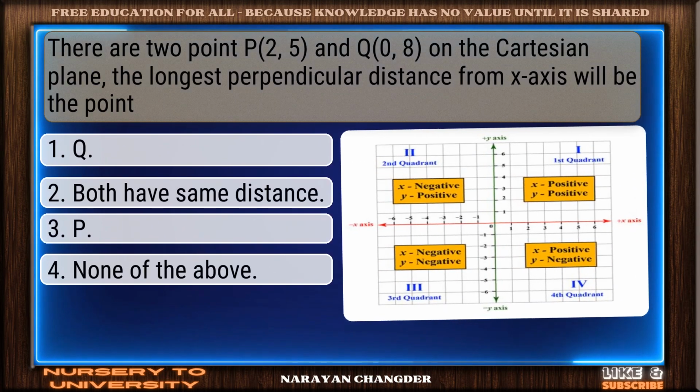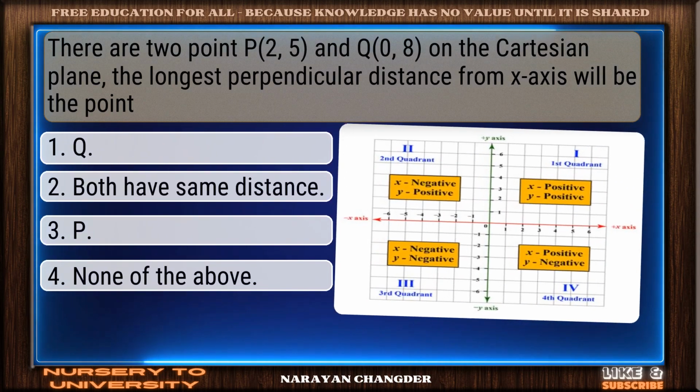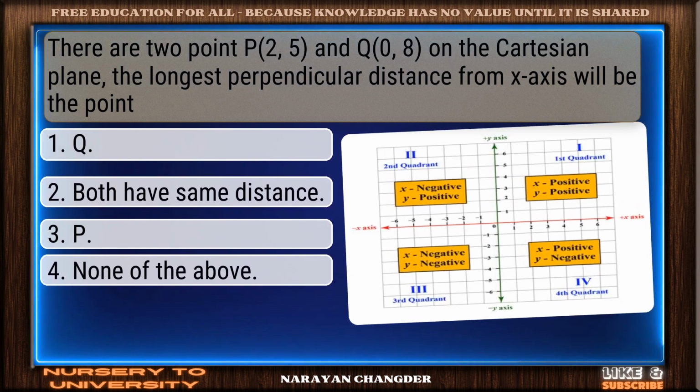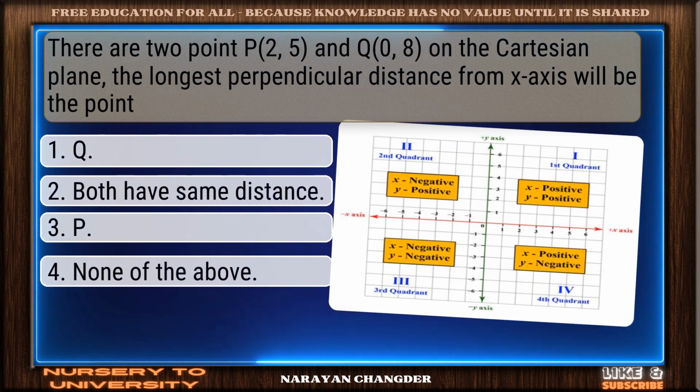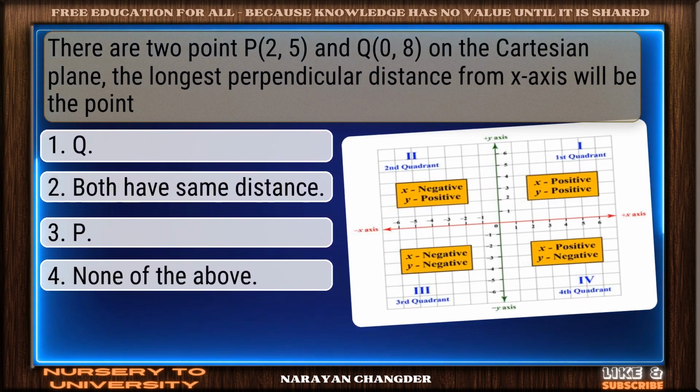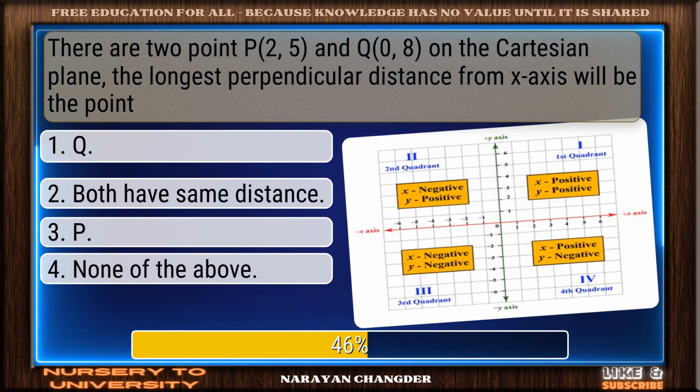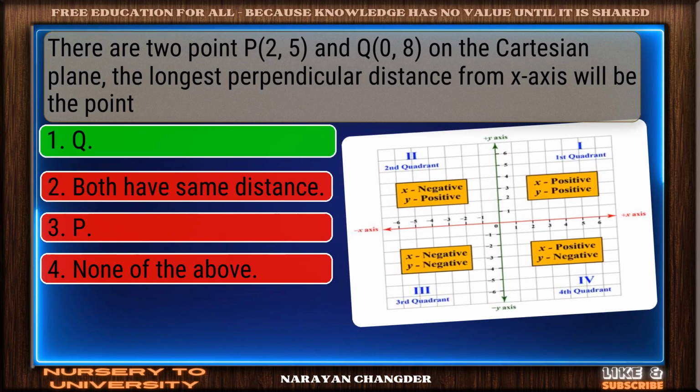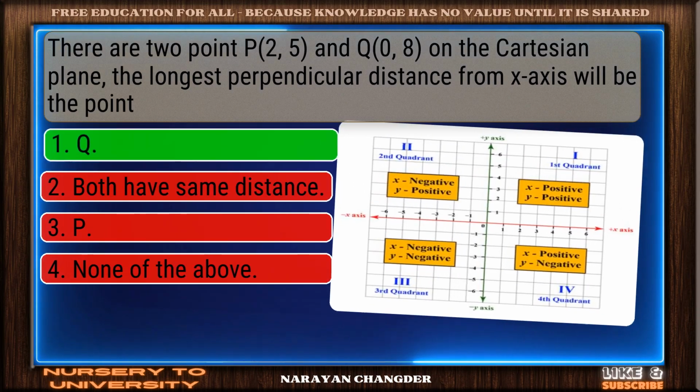Question number 26. There are 2 points P and Q on the Cartesian plane. The longest perpendicular distance from the x-axis will be the point. You're right. Q is the correct answer.